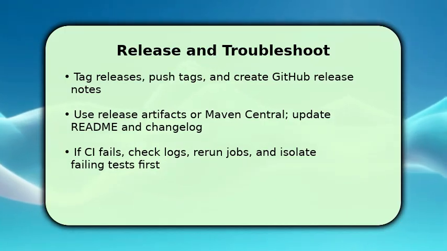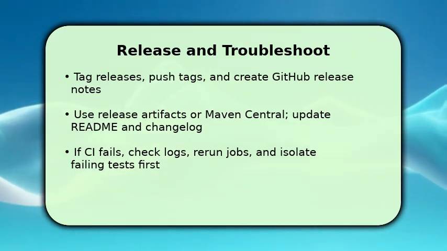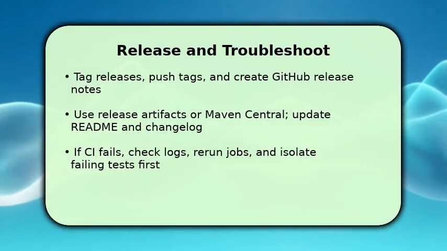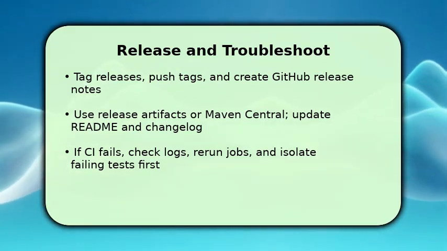Inspect CI logs to identify failing tests or missing secrets, rerun problematic jobs, and isolate the unit that regresses before applying fixes and pushing a clean commit.